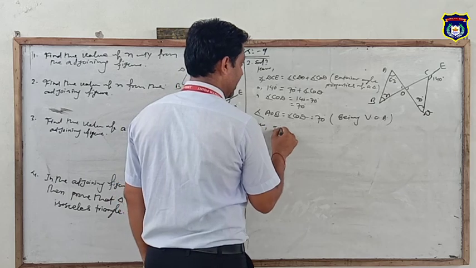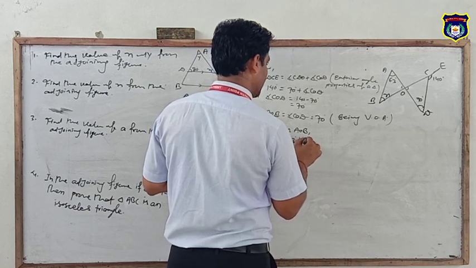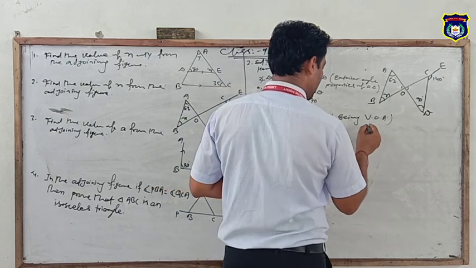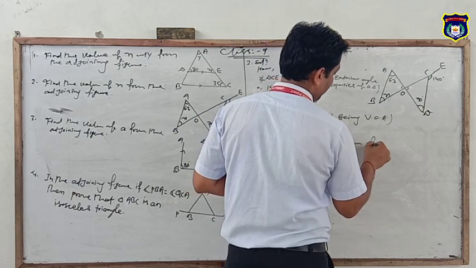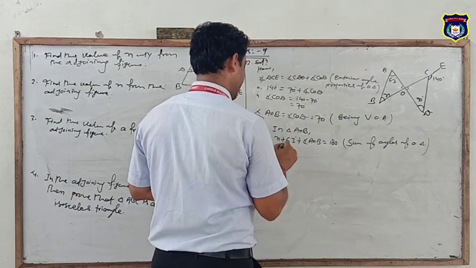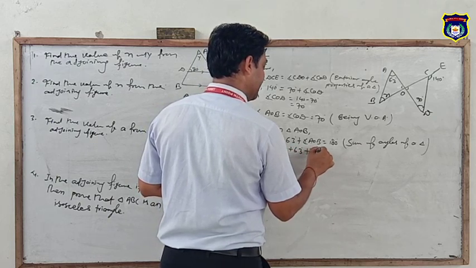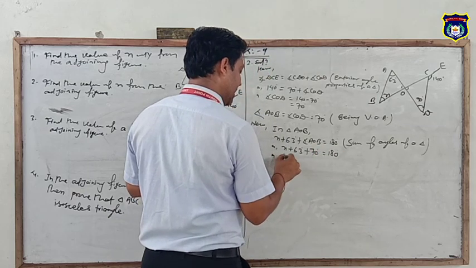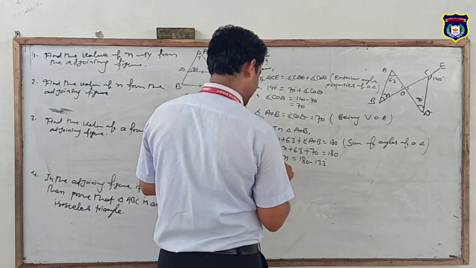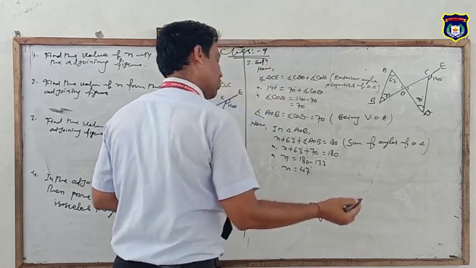Now, in triangle AOB, X plus 63 plus angle AOB is equal to 180 degrees, by the property of the sum of angles of a triangle. X plus 63 plus 70 is equal to 180. Then X is equal to 180 minus 133. Therefore, X is equal to 47.